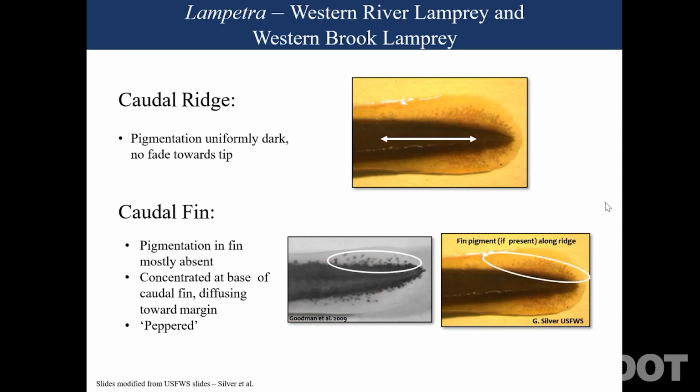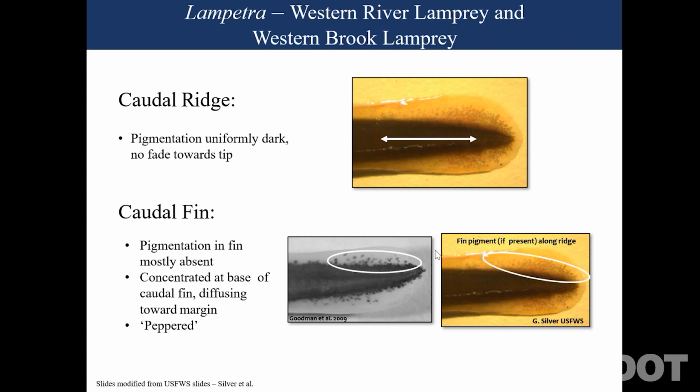For Western brook and Western river lamprey, so again, our Lampetra genus, it's pretty much the opposite. So the caudal ridge itself is going to be really dark and uniform. In some cases, we actually saw a specimen the other day where the whole body was kind of a brown, a lighter color, but it was still very uniform. So the color at the tip was the same as the color closer to the center of the body. There was not a difference. So it won't always be really dark like this particular individual, but it will be uniform.